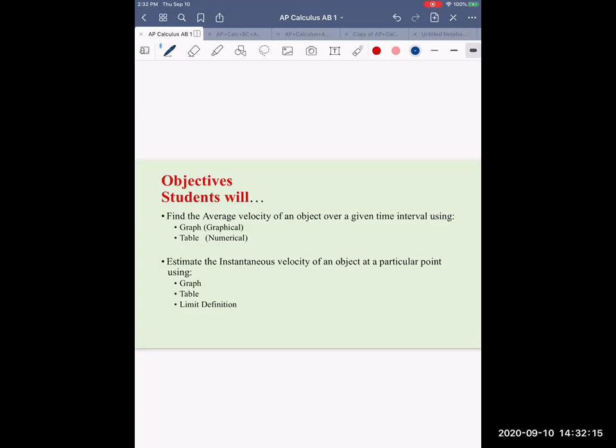All right, so the objectives were, you're going to find average velocity over an interval of time, and then you're going to estimate instantaneous velocity. This is the gateway to what we study in calculus, which is the rate of change of one quantity with respect to another, okay? In fact, we look at the rate of change of functions at particular points. Sometimes we look at the rate of change over the entire domain of the given interval for the function.